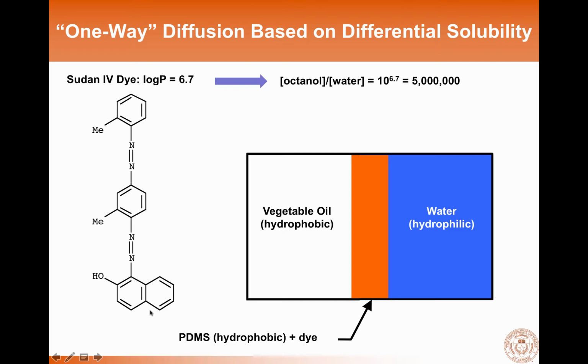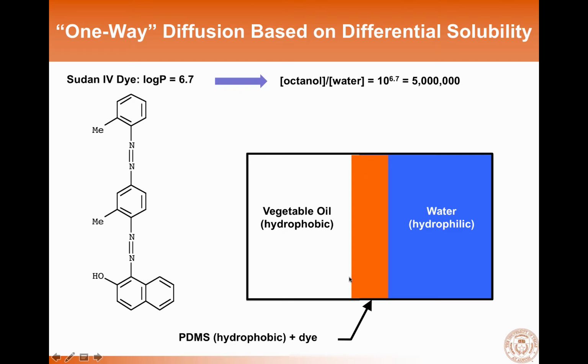This is a hydrophobic dye, Sudan 4 dye, and it has an octanol-water partition coefficient that's approaching 5 million. In other words, if you have this dye and it partitions between octanol and water, which are immiscible, octanol is hydrophobic and water is hydrophilic, for every 1 molecule in water, there'll be 5 million molecules in the octanol. So really hydrophobic.